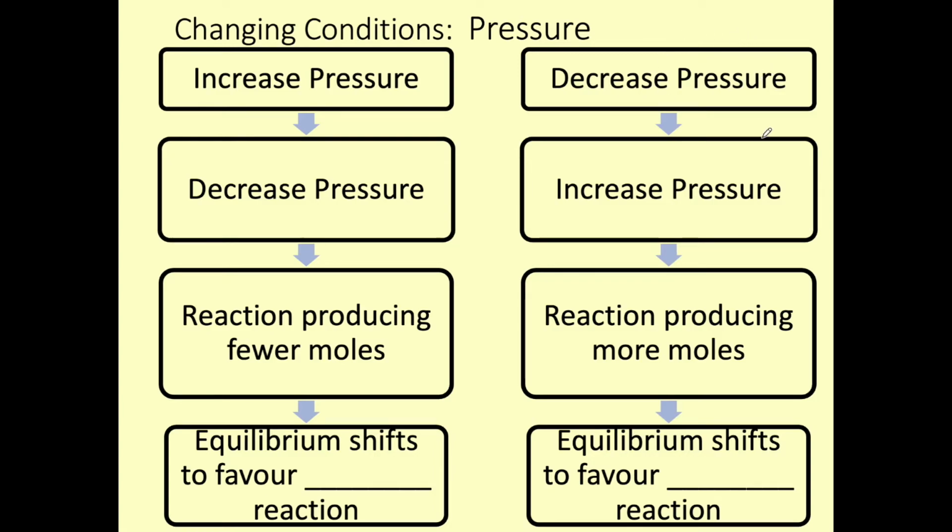And similarly, with decreasing pressure, if we make that change, the opposite is an increase in pressure. And in order to increase pressure, we're going to be favouring the reaction that produces more moles, because that's going to exert a larger pressure through the collisions with other molecules in the container. And so then our equilibrium is going to shift to favour, depending on the reaction, the forwards or backwards reaction, in order to produce more moles.